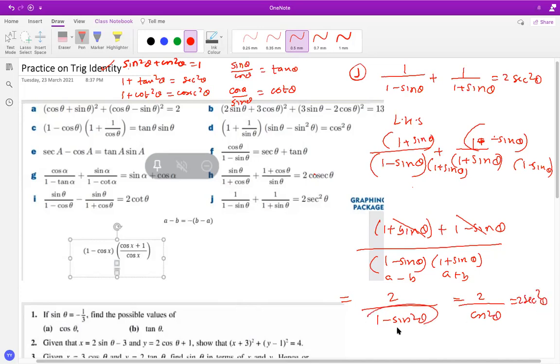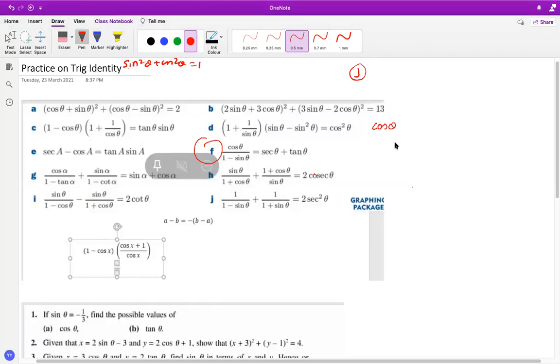How I got 1 - sin²θ as cos²θ: if I bring sin²θ to this side, you get cos²θ is 1 - sin²θ. So wherever you have 1 - sin²θ, you can put cos²θ, or wherever you have 1 - cos²θ, you can put sin²θ. So that's how you do basically this kind of proof.